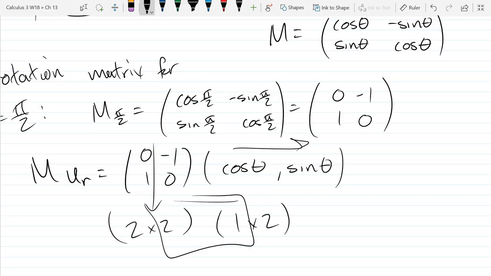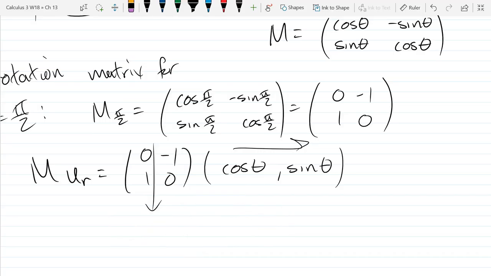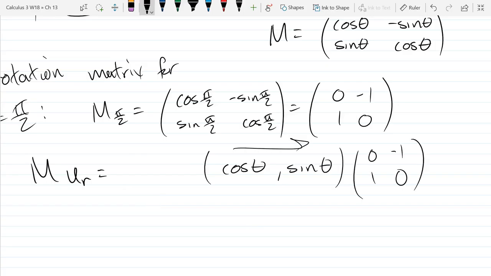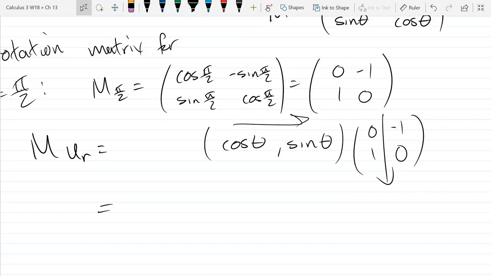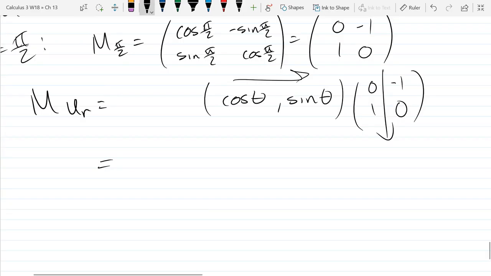Is it UR times M? Is it UR times M? Well, I can certainly multiply them the other way. The product would exist. It may not give me what I want, but we can always try to flip them around and see what we would get. So let's just change the order real quick, and maybe that will give us what I want. So we're going to go across and then down. Oh, I think I know. I don't think it's going to give us what we want, but we'll do this anyways.